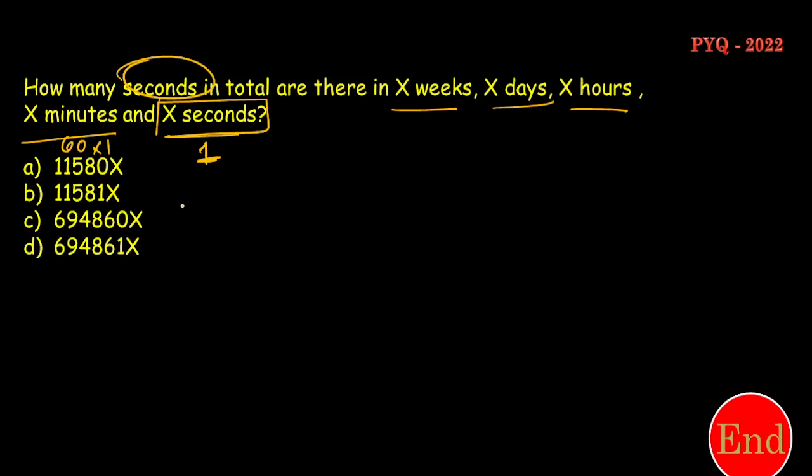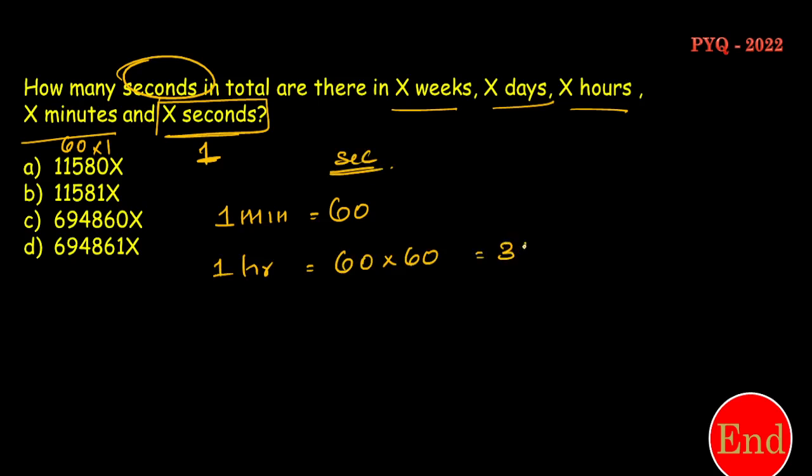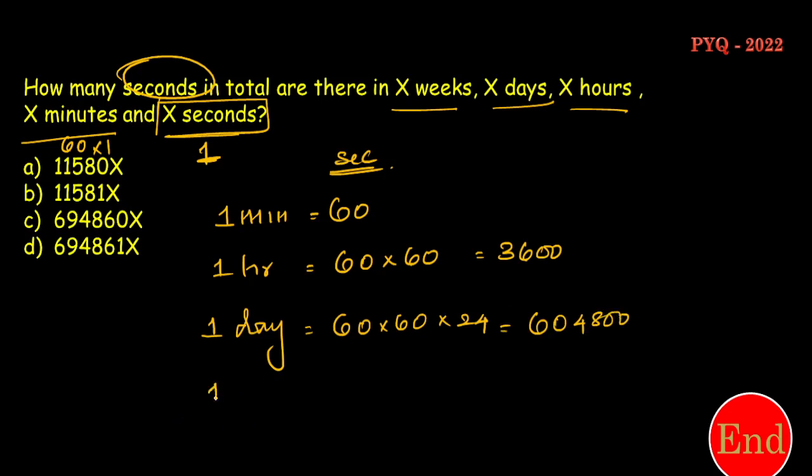So let's start from the minutes. 1 minute is equal to 60 seconds. I want to convert everything into seconds. Then 1 hour is equal to 60 times 60. That is what? 3600. I will write it elaborately, clearly, so it is easy to understand. And 1 day is what? 60 into 60 is hour. How many hours? 24 hours a day. So what is the value? 86400. Correct.